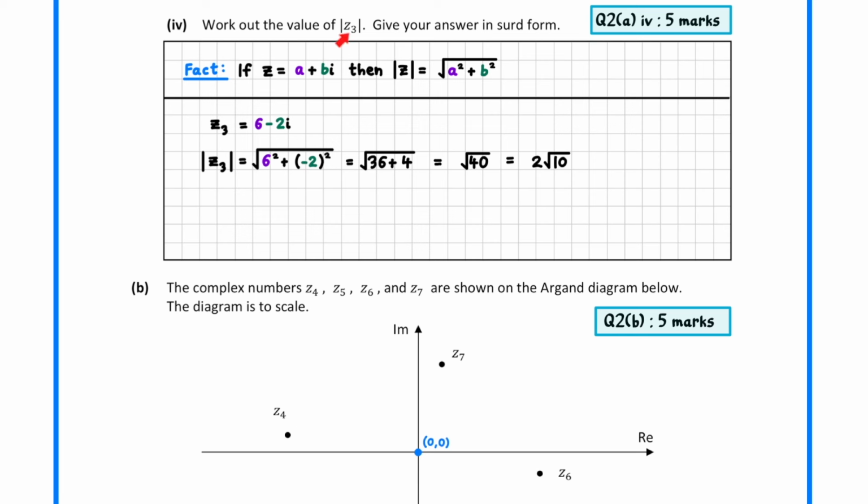In part 4, we must find the modulus of Z3. To do this, we can use the fact that the modulus of the complex number a plus bi is the square root of a squared plus b squared. In the case of Z3, we have a equal to 6 and b equal to -2. 6 squared is 36 and -2 squared is 4. From here, we just simplify using our calculator.